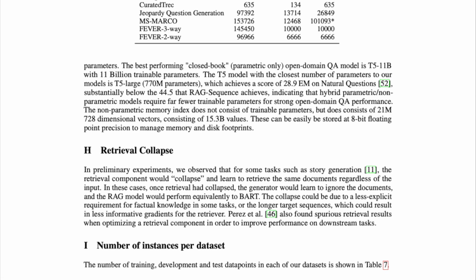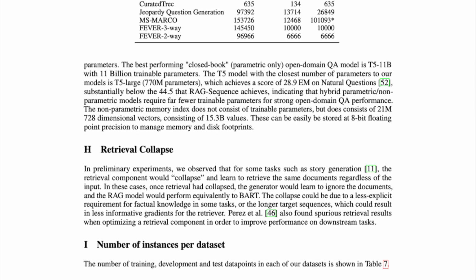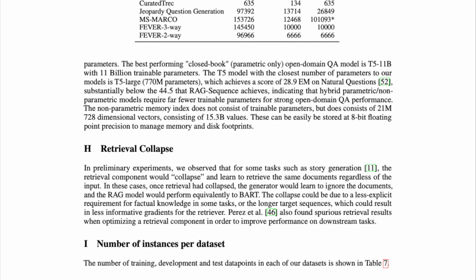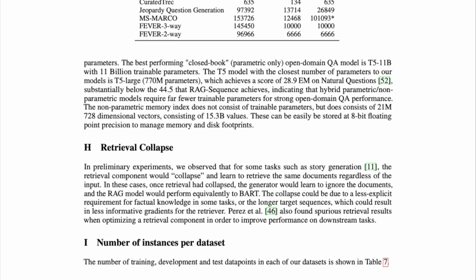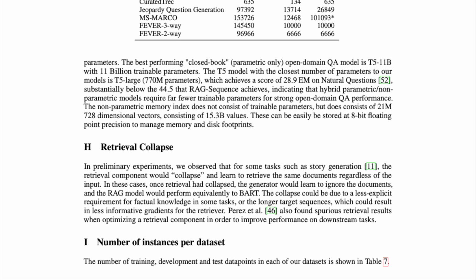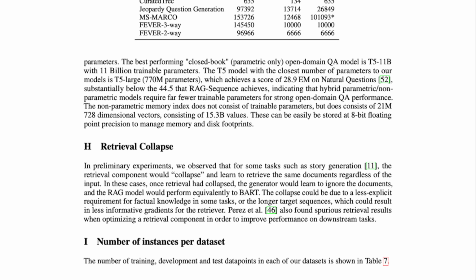Perez et al. also found spurious retrieval results when optimizing a retrieval component in order to improve performance on downstream tasks. Number of instances per dataset. The number of training, development, and test data points in each of our datasets is shown in Table 7.